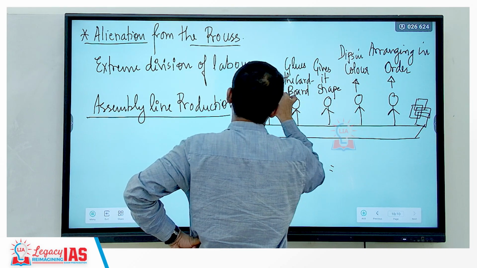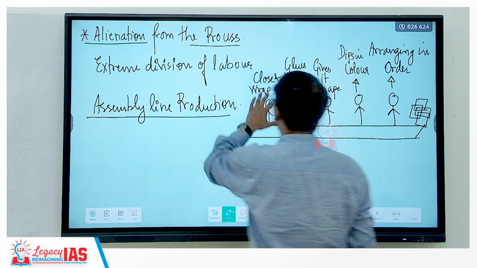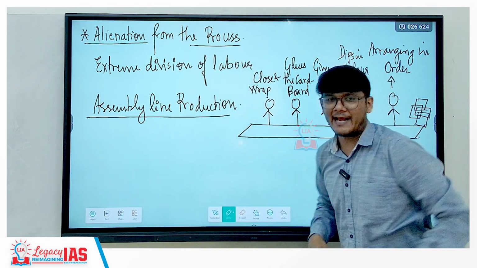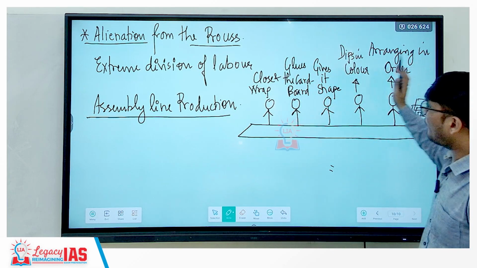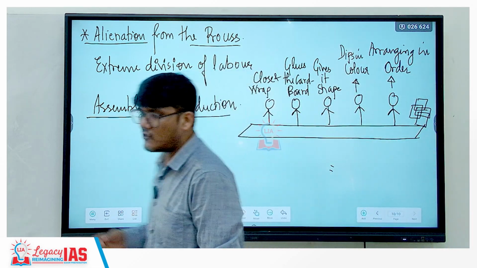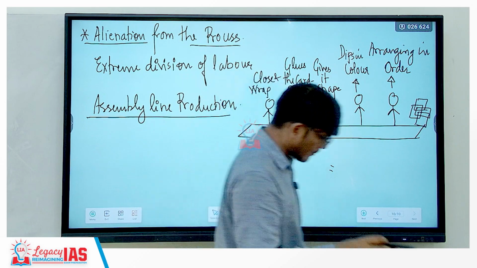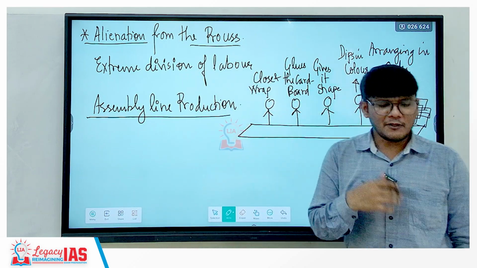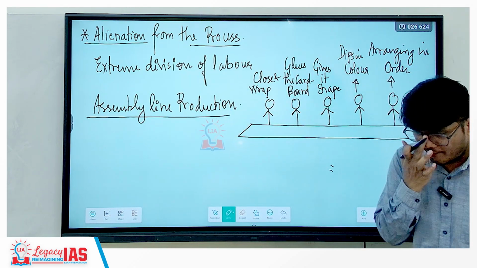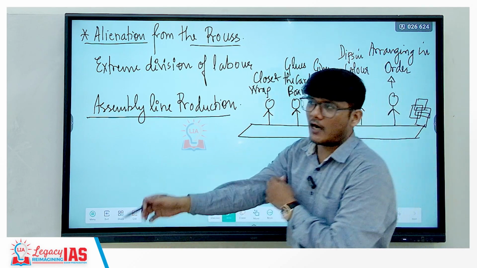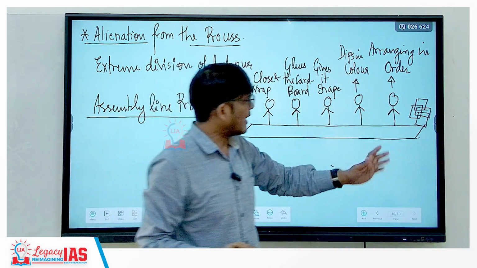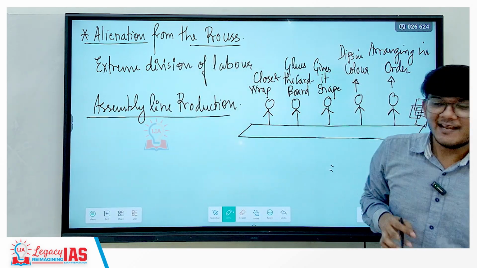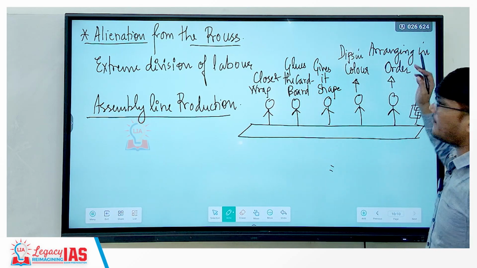Close and wrap. In fact, just close, and the next person would probably wrap it. So now 5-6 people are required to just create one single box. So what happens? After going home, who will be able to say that today I made 100 boxes? Neither of them will be able to say that I made 100 boxes.